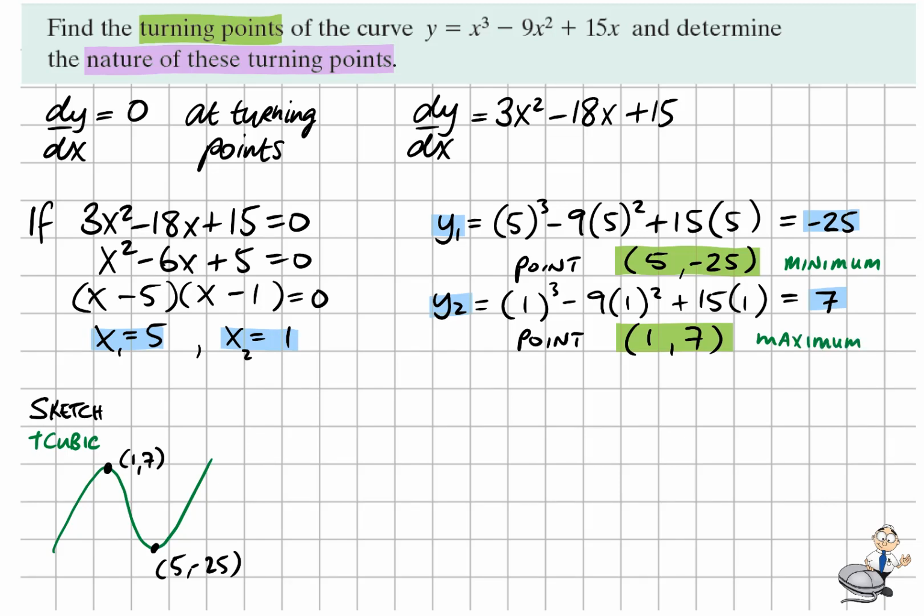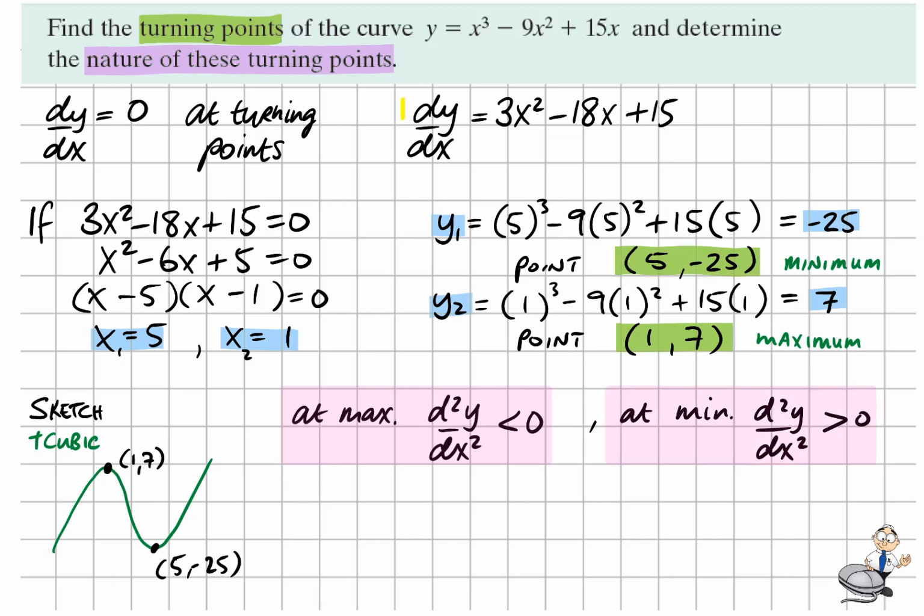However, to formally prove this, because the curve we're being asked mightn't be as straightforward as the cubic curve that we recognize. So the formal way to recognize a maximum is at a maximum the second derivative would be less than 0. And at the minimum the second derivative is greater than 0. So this is the formal way of finding it.